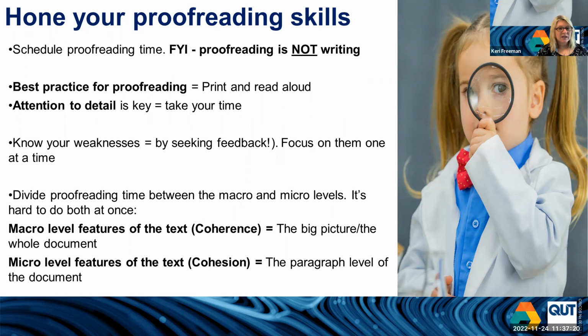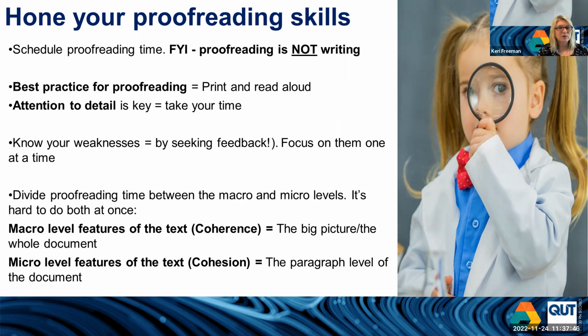All right. Now, know your weaknesses by seeking feedback. So if you know you make some grammar errors, they are things you should be looking for when you proofread. If you know you're not always explicit and clear enough, that's what you're looking for. If you know sometimes your topic sentences aren't on track, that's what you're looking for.